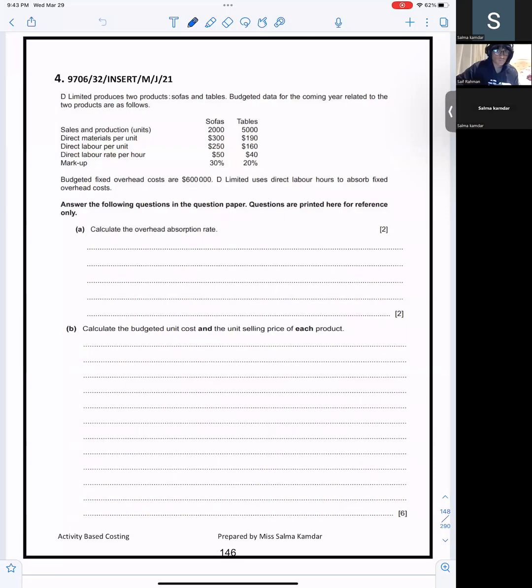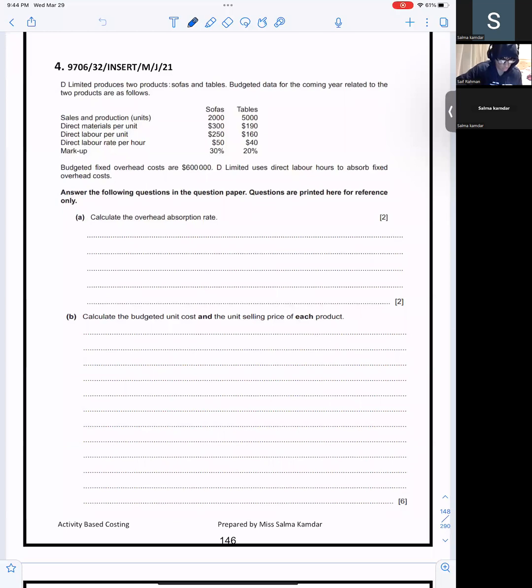How do I find OAR? Budgeted overheads over the budgeted activity level. So 600,000 divided by labor hours. Basically, we're doing this May June 21 paper 32. You want to find the overhead absorption rate.